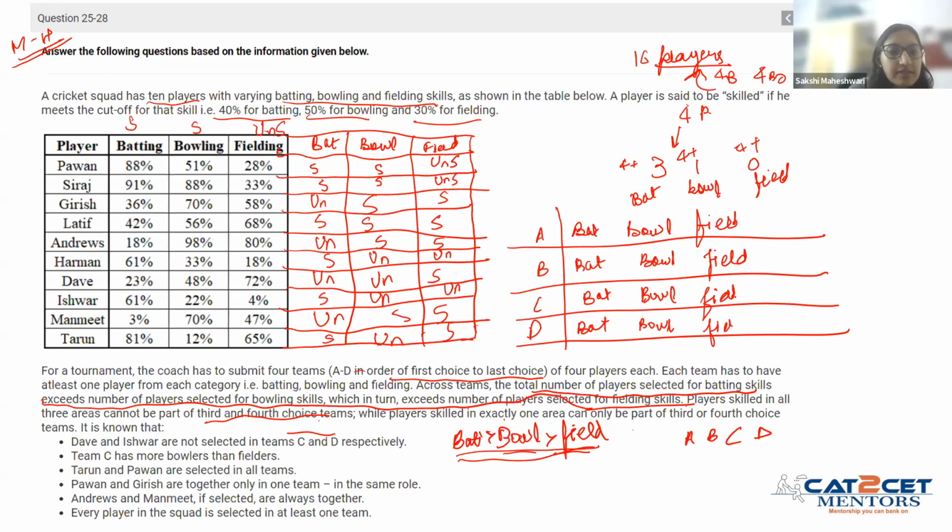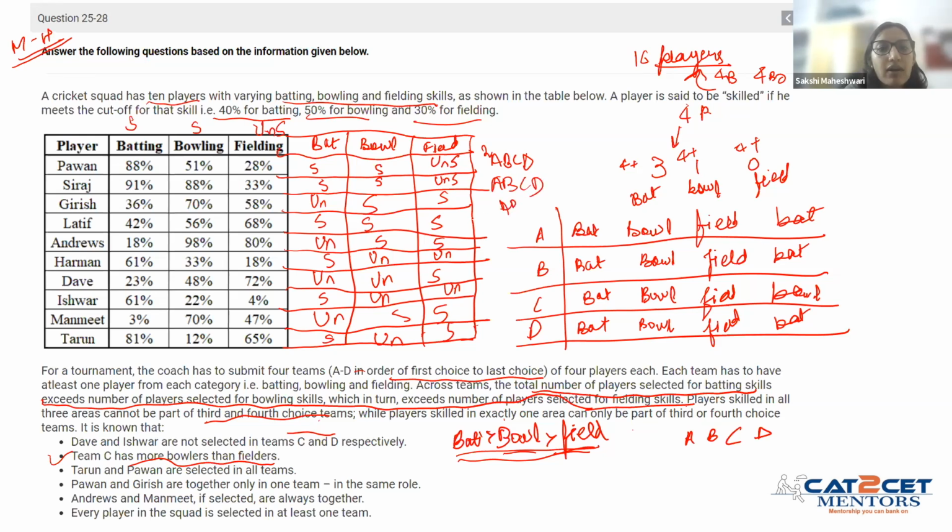Now, it's given here that team C has more bowlers than fielders. So that means for more bowlers, there has to be this one bowler, and the rest three are the batsmen. So you can easily distribute this. Now you'll need to see how you can satisfy these conditions. See here, it is skilled in two, so this can be in A, B, C, D, any of those. Now here, this can also be in A, B, C, D.